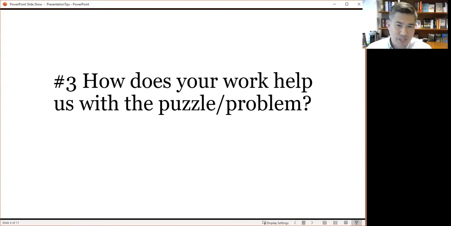So, your introduction basically involves these three steps. Here, you're talking about this work, in particular, the theory, the measures that you're using or going to use, and all of that is meant to talk about how your work here, the way you've analyzed it, the way you're studying it, is going to help you with this puzzle and problem.